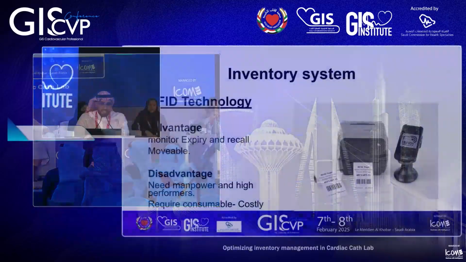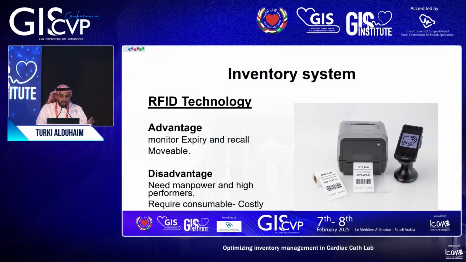The advantage is that it's the best thing: you can recall your movable items, monitor expiry, and recall items. The disadvantage is that it needs manpower, which means you have to stick this kind of sticker on each box, and it needs high performance. It's a very costly device.